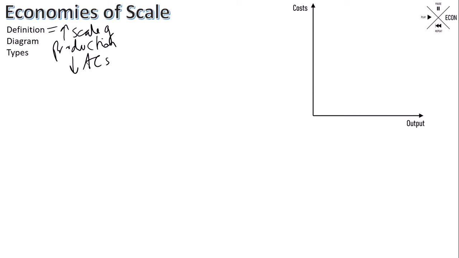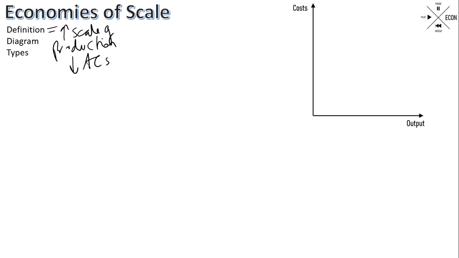Okay, so if we start off then with the definition, basically economies of scale are the advantages a firm experiences when they increase their scale of production in the form of falling average costs. Okay, so when a firm increases the scale of production, they may experience lower average costs.